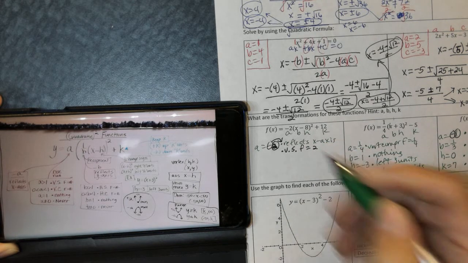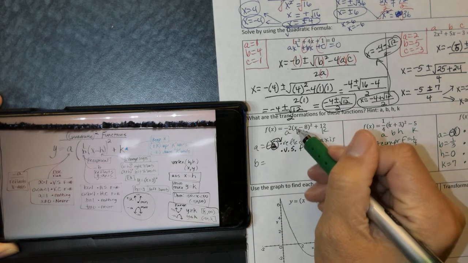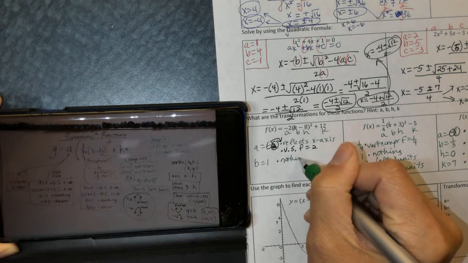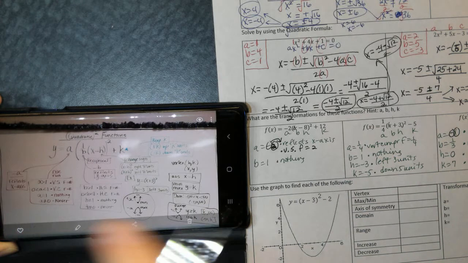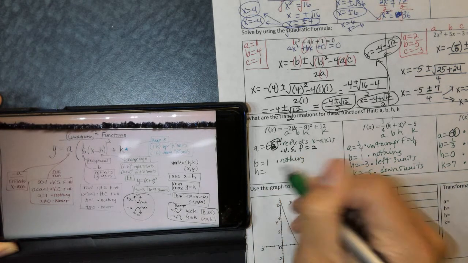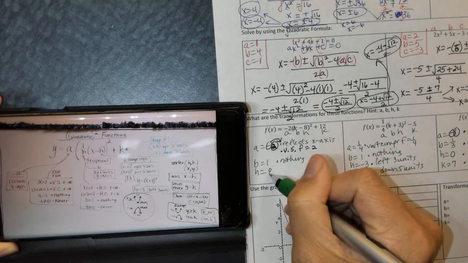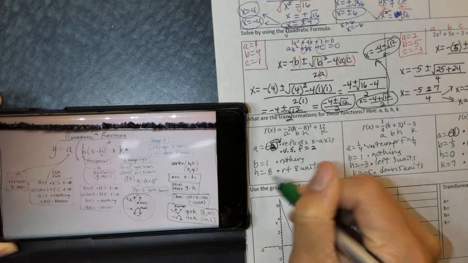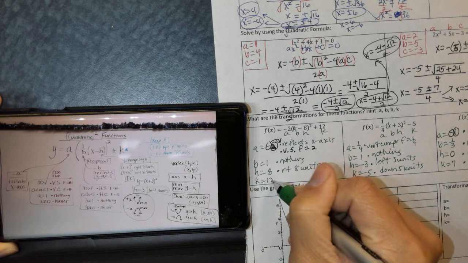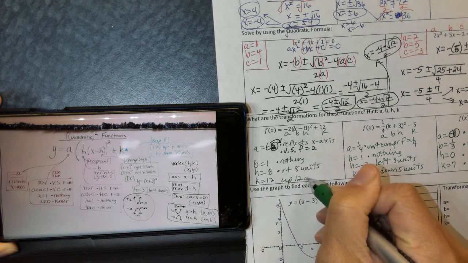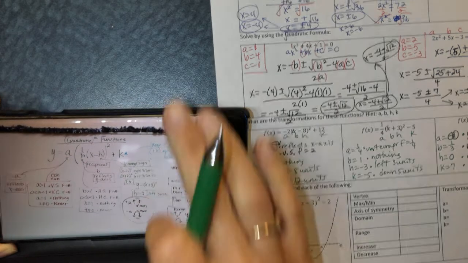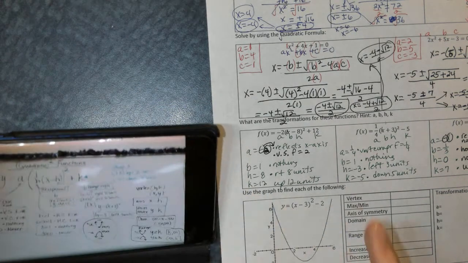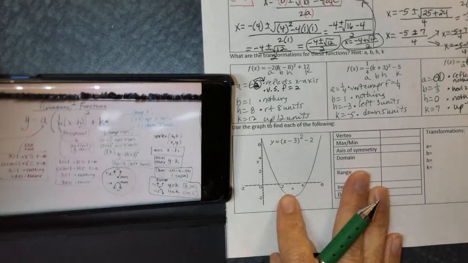Alright, now B is equal to, there is no number here, so it's just 1 and it does nothing. And H, opposite of -8, it's +8. You already made the change here, so it goes to the right 8 units. And keep K the way it is, it's a +12, so it goes up 12 units. I know I'm going fast, but you need to try to keep up, or pause it.